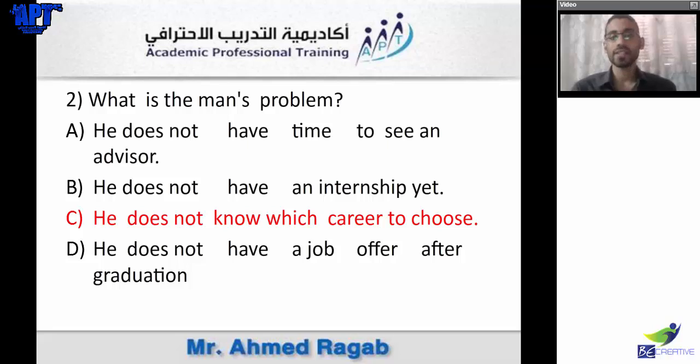Now, what's the man's problem? He doesn't have the time to see an advisor. He doesn't have the time for an internship. No. So we said he doesn't know which career to choose. Okay?